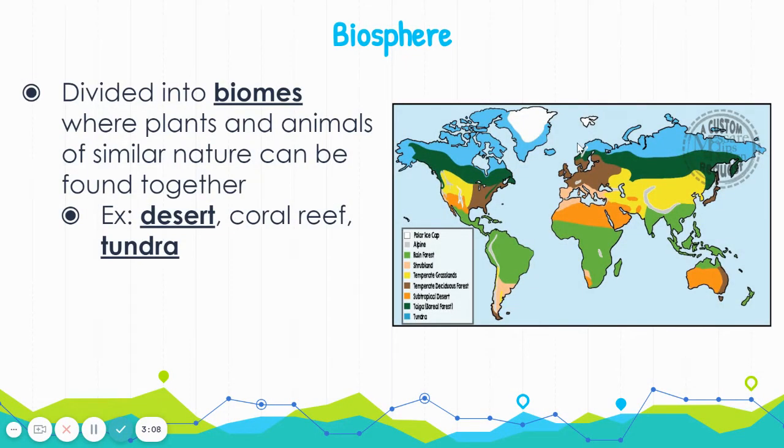The biosphere is divided into different biomes. Biomes are where plants and animals of similar nature can be found together. For example, desert is a biome. All the plants and animals in that area are unique to other desert areas, right? You're not going to find desert creatures also in tundra areas, right? So there are lots of different biomes: deserts, coral reefs, tundras, grasslands, rainforests. All of those are different biomes where life can be found.